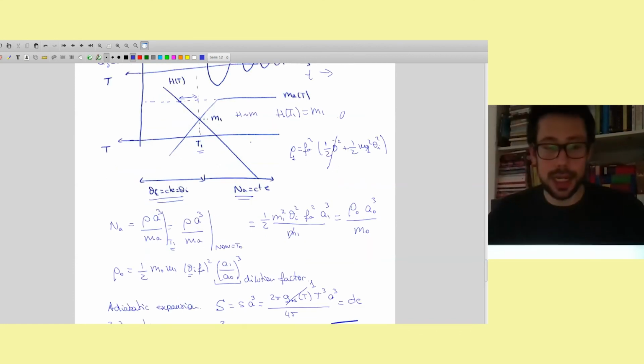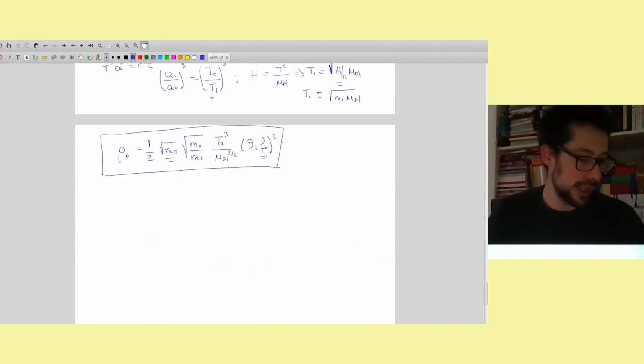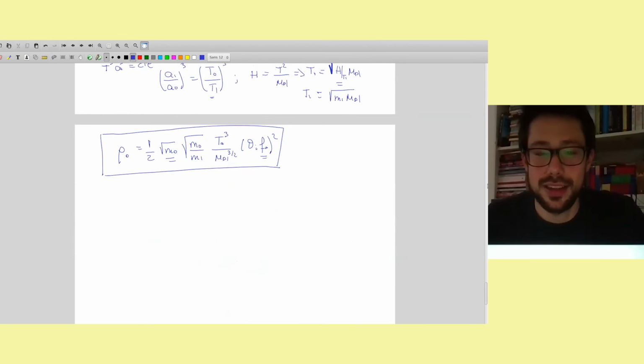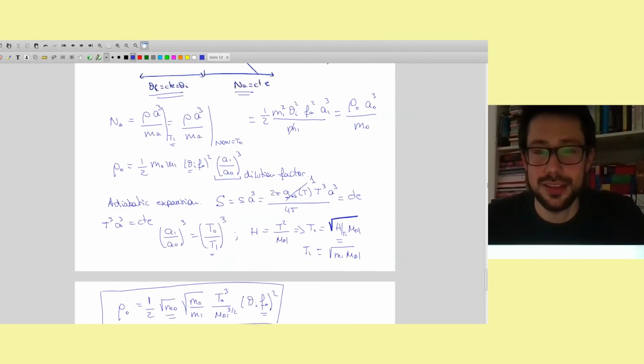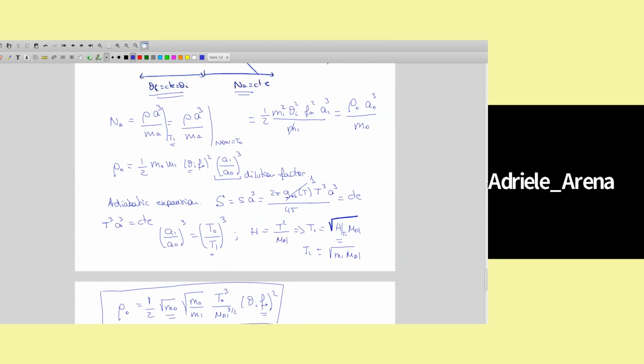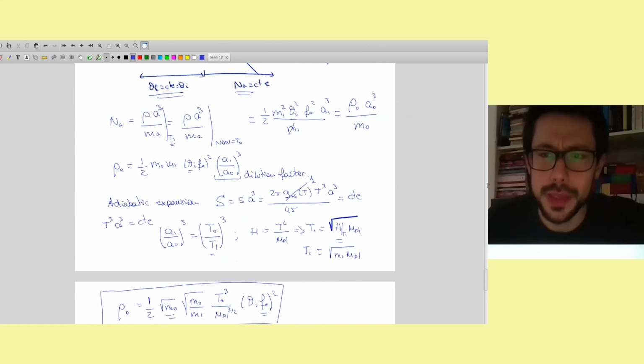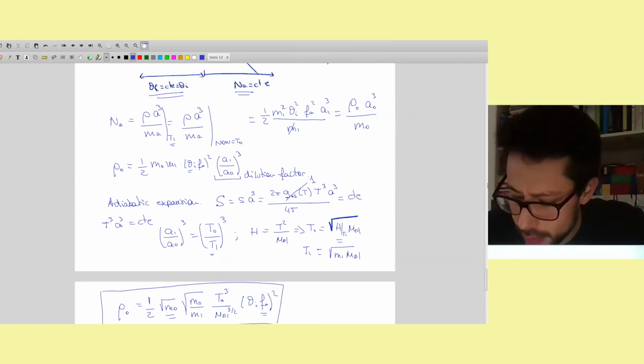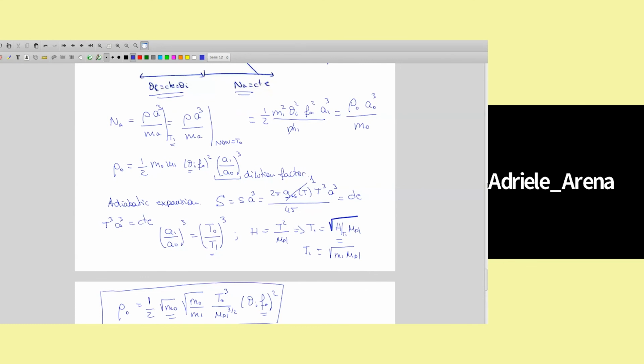And with this, I think I am done with the exercises. So is there any question regarding this exercise or the lectures? I haven't understood if in the current universe the mass of the axion is constant or not. Sorry, could you repeat? In the current universe, the mass of the axion is constant or not?